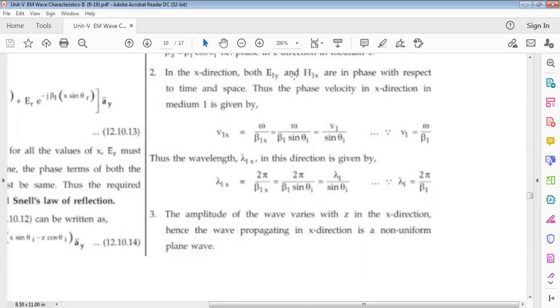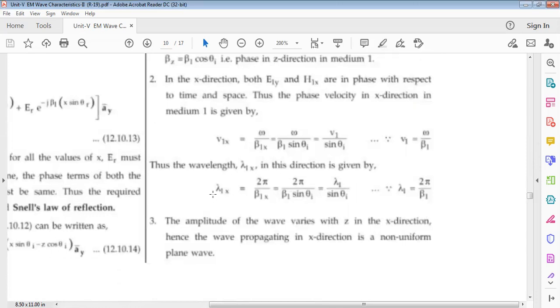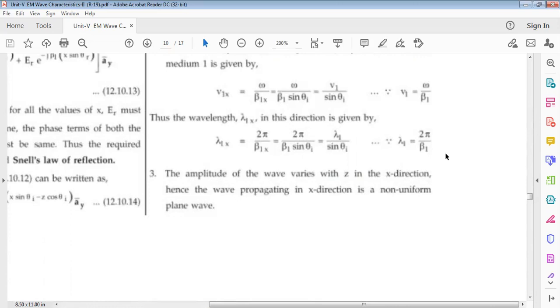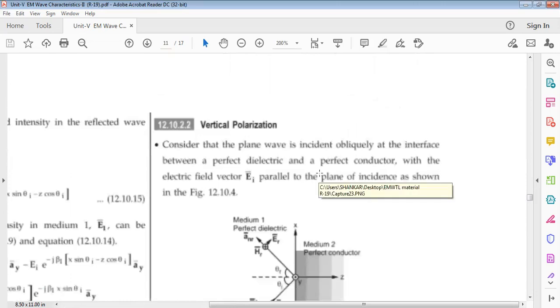In the x direction, E1y and H1x are in phase with respect to time and space. There is a phase velocity in the x direction, given by V1x is equal to omega by beta 1x, where beta 1x is beta 1 sine theta. We can take V1 as omega by beta 1 and V2 as omega by beta 2 and so on. The amplitude of the wave varies in z, and in the x direction the wave propagating is a non-uniform plane wave. Understood, my students?